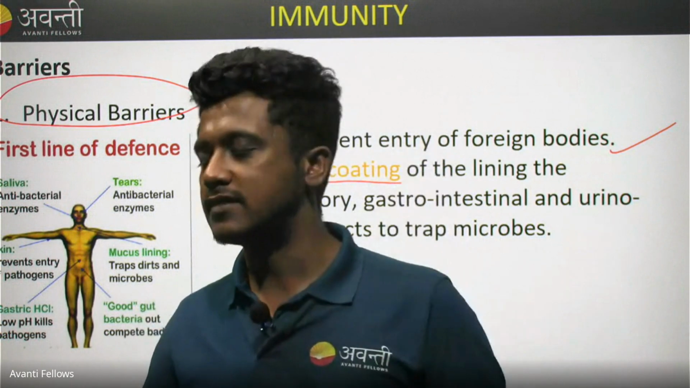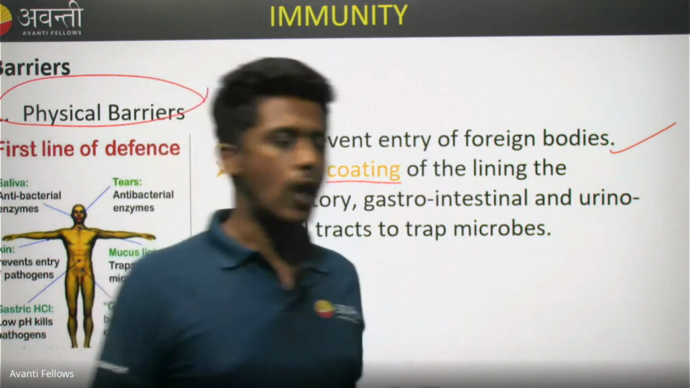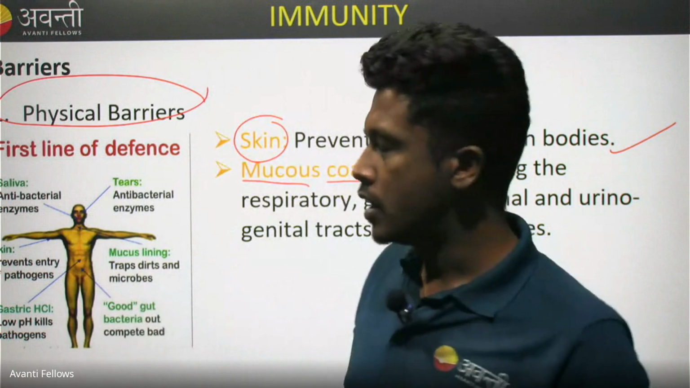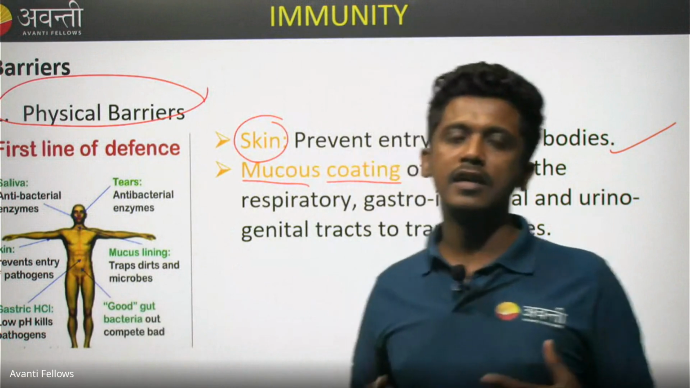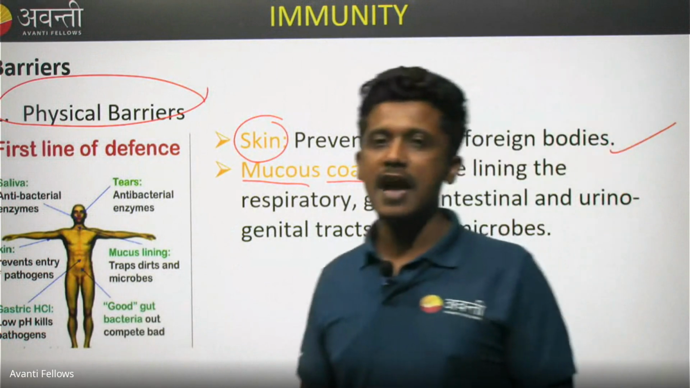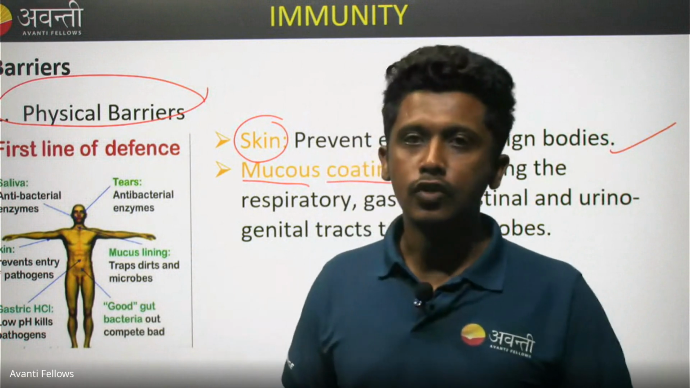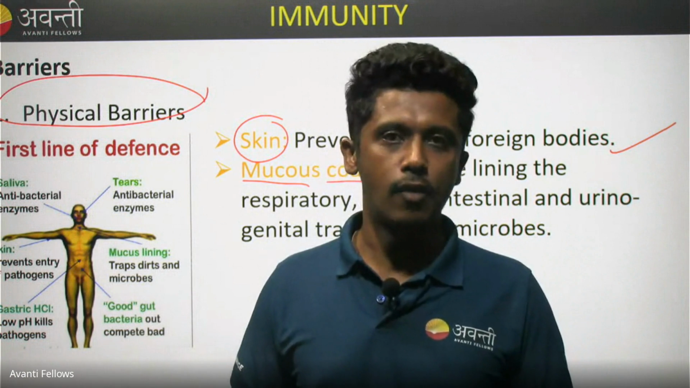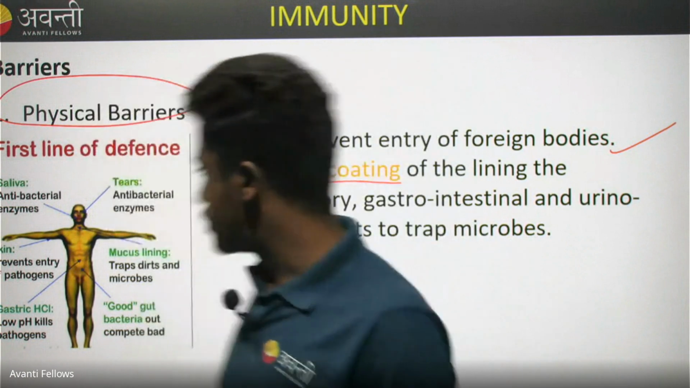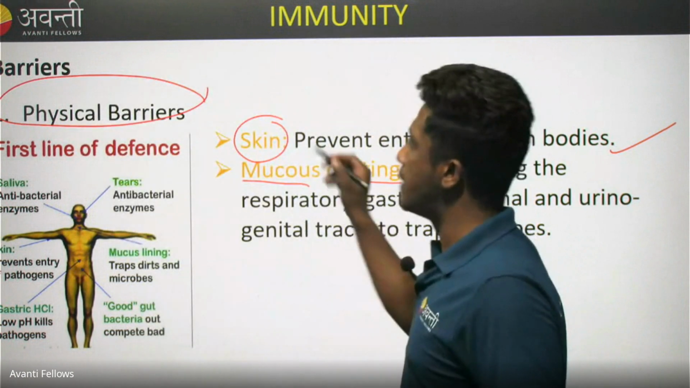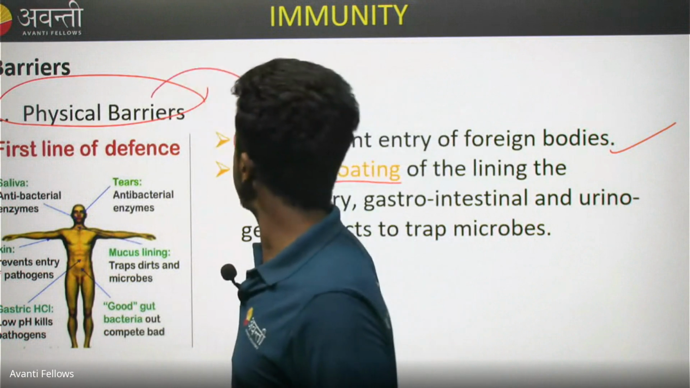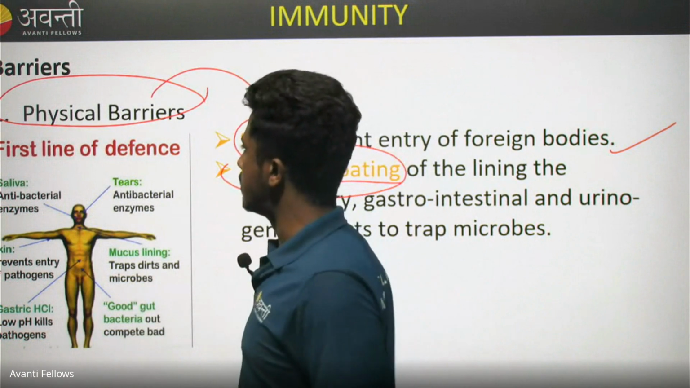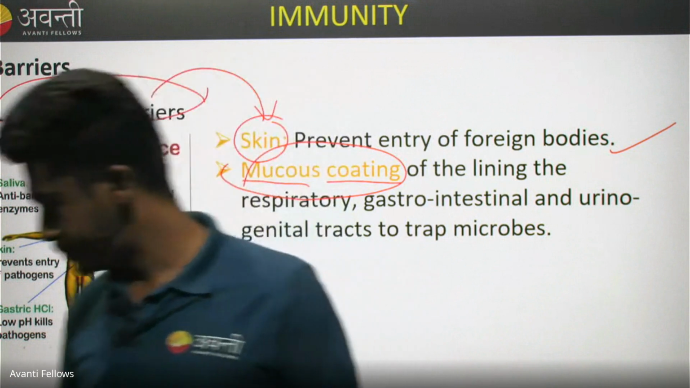I can give you one example. The genital tract of a female secretes mucosa which is rich in lactic acid. The lactic acid present in the genital tract of a female is antimicrobial in nature, so it prevents a large number of antigens from entering our body. All right, so we discussed two examples of physical barriers: one is skin, the other is the mucus coating. So these are the physical barriers.